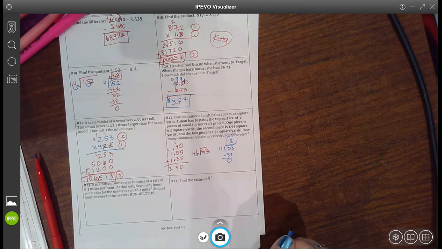All right. A marathon runner was running at a rate of 9.3 miles per hour. At that rate, how many hours will it take for the runner to run 26.2 miles? Round your answer to the nearest hundredth. Okay, what do you think?